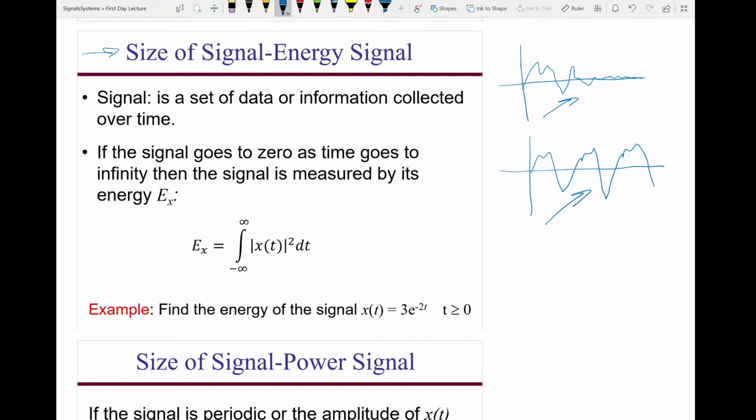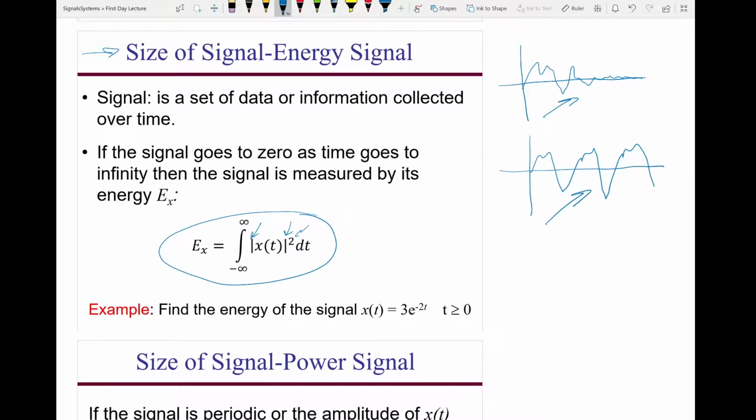So to calculate the energy, the definition is this one for an energy signal. And basically, this is the absolute value, just in case the signal is complex, then you have to find the magnitude first, then square it. In this course, most of the signals we will be dealing with are real signals, so we won't worry about the absolute value. Now, why do we need to square the signal?